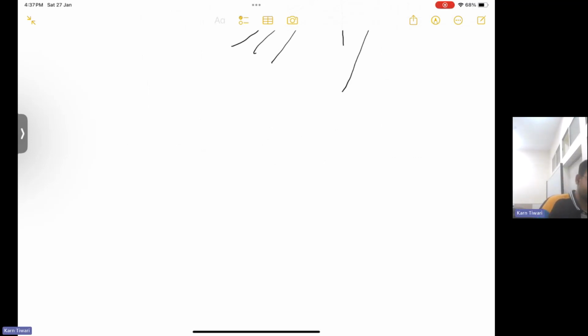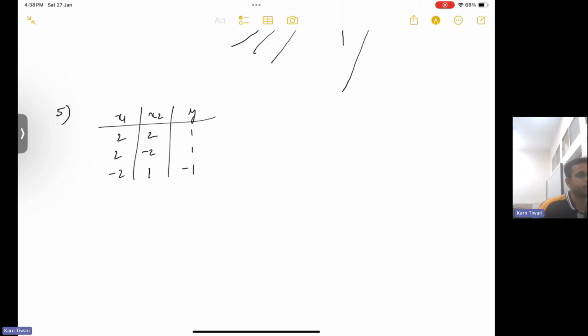Now coming back to question 5. Again, we need to find the weights, the optimal weights at which it will be classifying. We have been given a set of points: x1, x2, y. x1 is 2, x2 is 2, then 2, minus 2, minus 2, 1, 1, 1, minus 1. The initial weight is given as 0, 0. Now we need to find the weights when the algorithm converges.